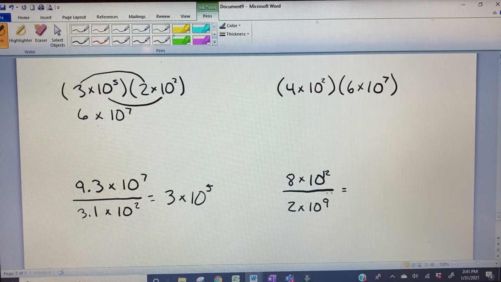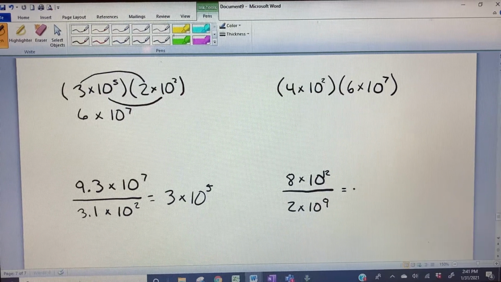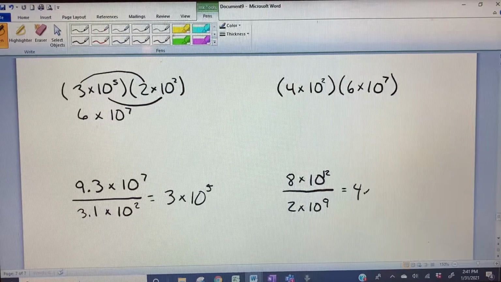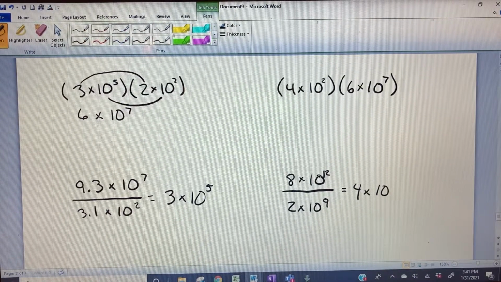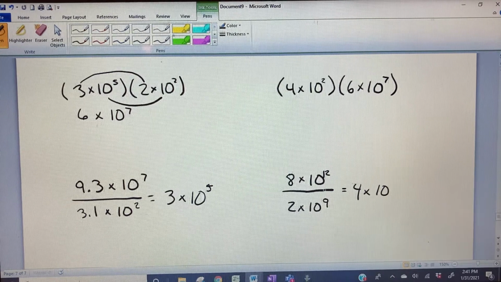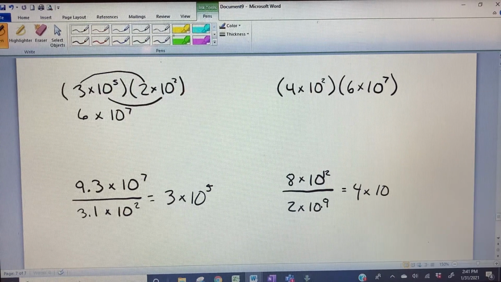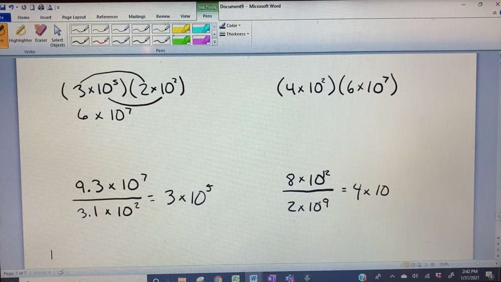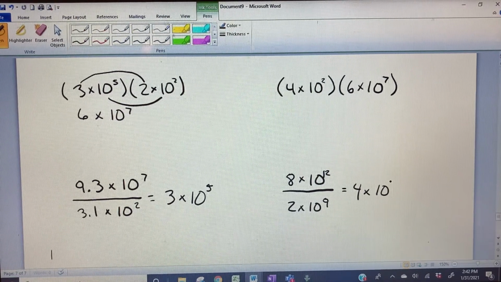8 divided by 2, divide your regular numbers. 8 divided by 2 is 4, times 10 to the, again, now we're going to divide 10 to the 12th divided by 10 to the 9th. Again, when you're dividing exponents that have the same base or number in front of them, you just keep that number and subtract your exponents. 12 minus 9 is 3.